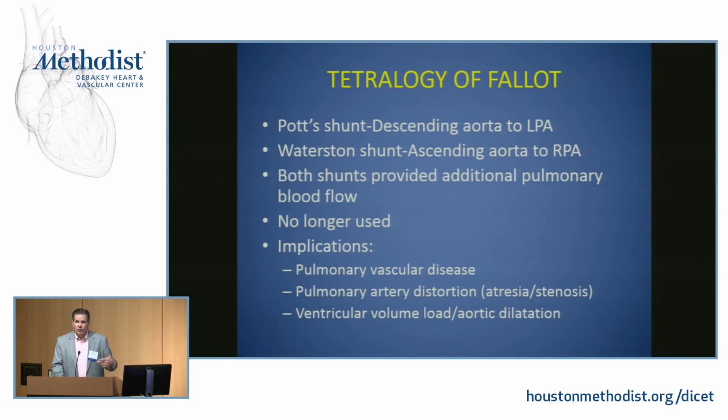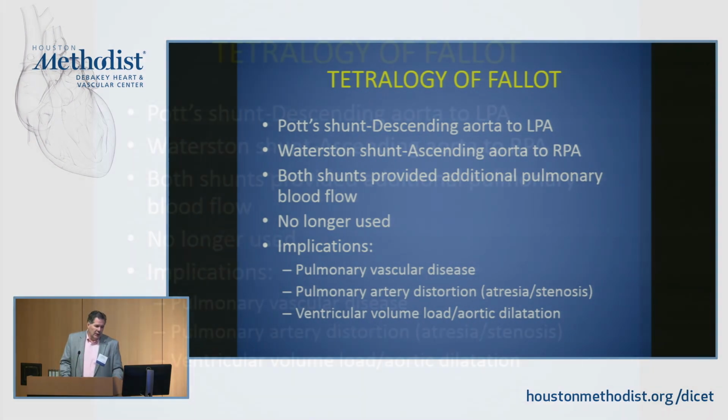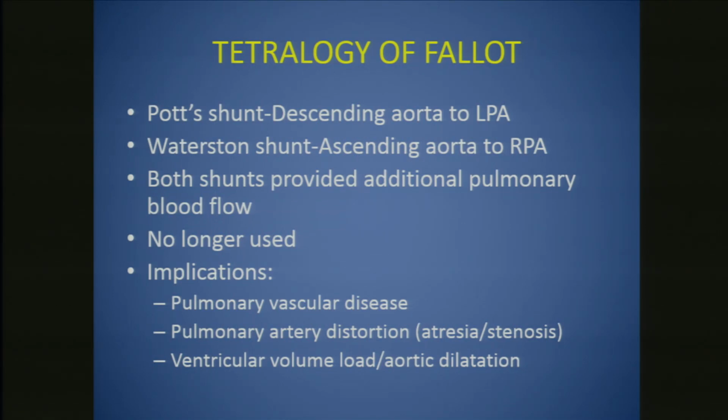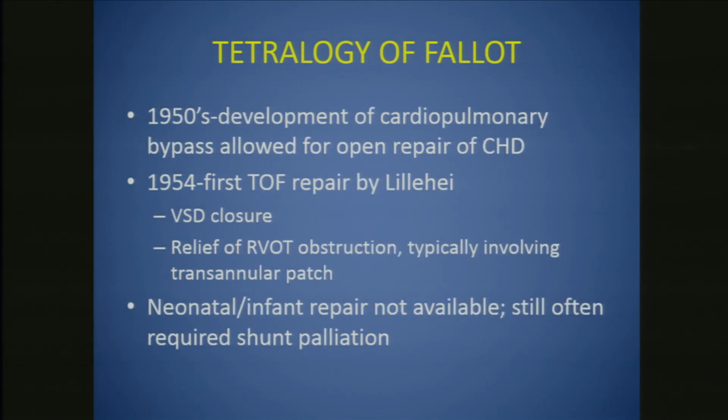Other shunts that were used early on include the Potts shunt, which is the descending aorta to the LPA, or a Waterston shunt, the ascending aorta to the RPA. Both of these shunts provide additional blood flow. Both of these are largely no longer used. The implications of these shunts for the long term include pulmonary vascular disease, pulmonary artery distortion, including atresia, and then ventricular volume load and aortic dilatation.